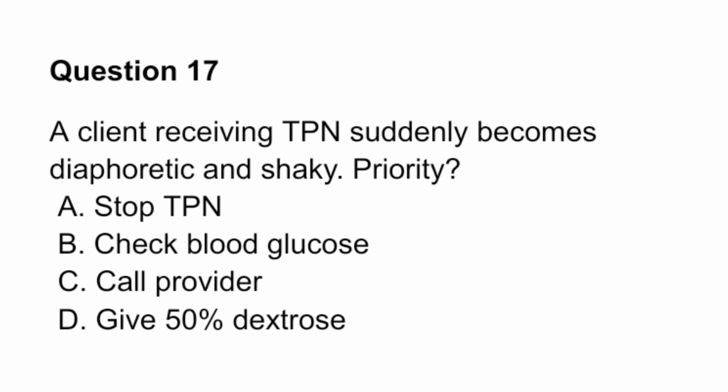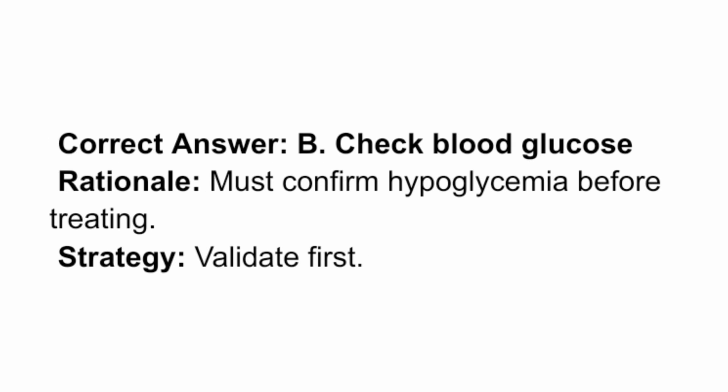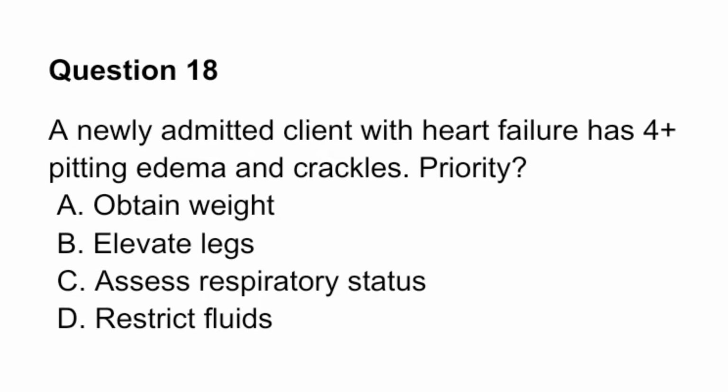Question 17. A client receiving TPN suddenly becomes diaphoretic and shaky. Priority? A. Stop TPN. B. Check blood glucose. C. Call provider. D. Give 50% dextrose. Correct answer, B. Check blood glucose. Rationale: must confirm hypoglycemia before treating. Strategy: validate first.